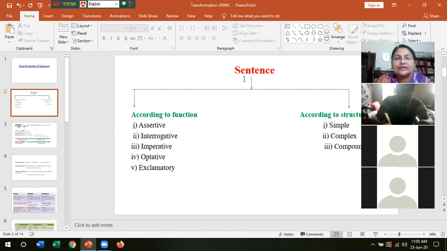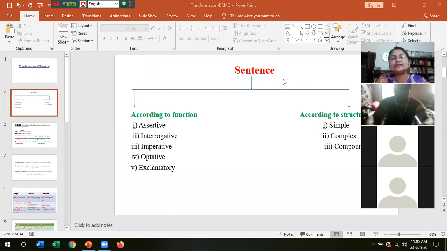Then interrogative sentence. Interrogative sentence is asking a question. When you ask anybody anything, that is an interrogative sentence. Suppose in the very beginning of this class, I asked you, how are you, dear boys? This is an example of an interrogative sentence. Do you go outside during this corona pandemic? This is also an example of an interrogative sentence.